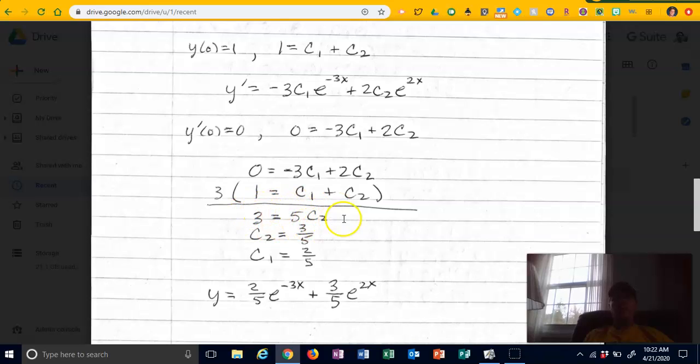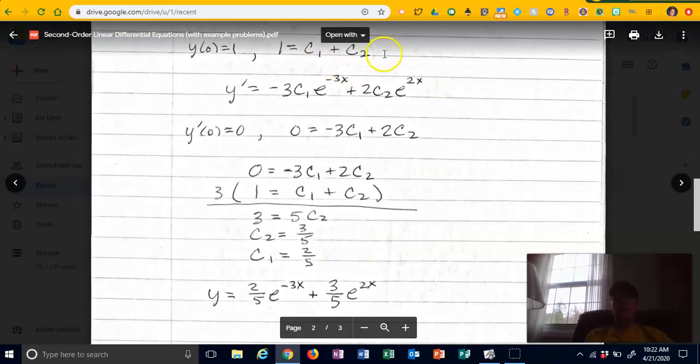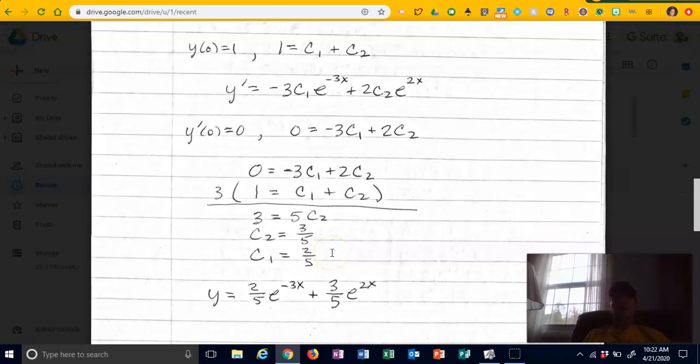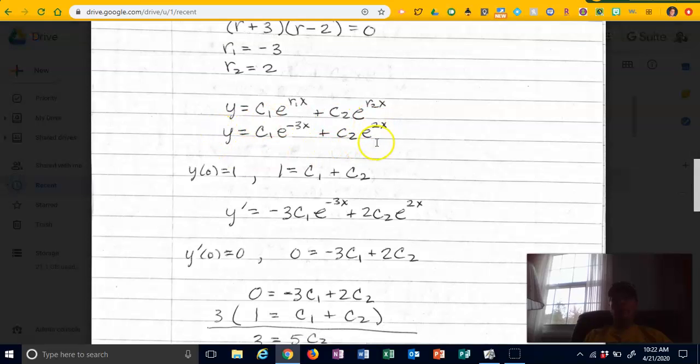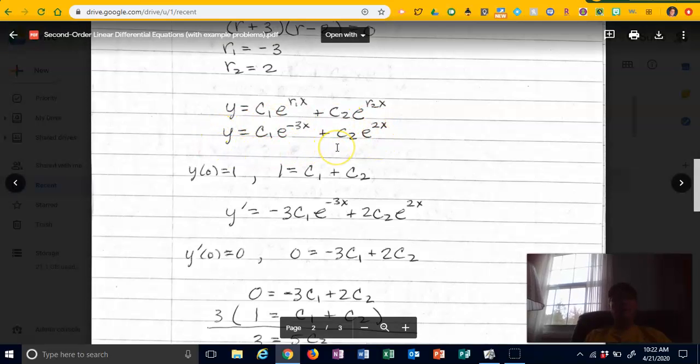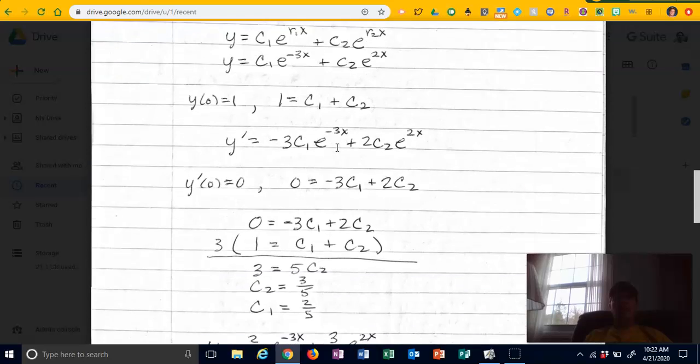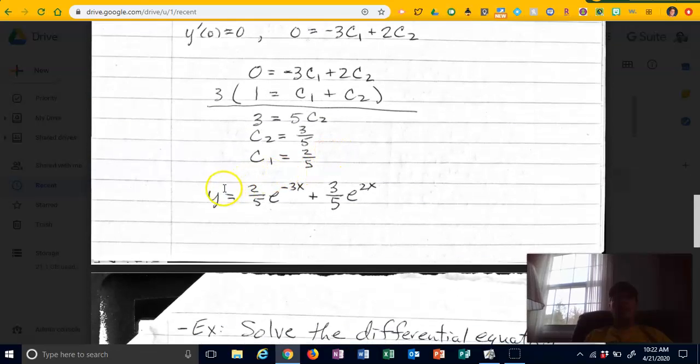So now I get 3 is equal to 5 c sub 2. Solve for c sub 2. It's going to be 3/5. And then I'll plug it into any equation I want. I'm going to plug it into this one right up in here. And I'll find that c sub 1 is 2/5. So now that I have those things, I go to my general solution here where I didn't know c sub 1 and c sub 2 and plug in their values now. And I get the particular solution right here. y is equal to 2/5 e to the negative 3x plus 3/5 e to the 2x.